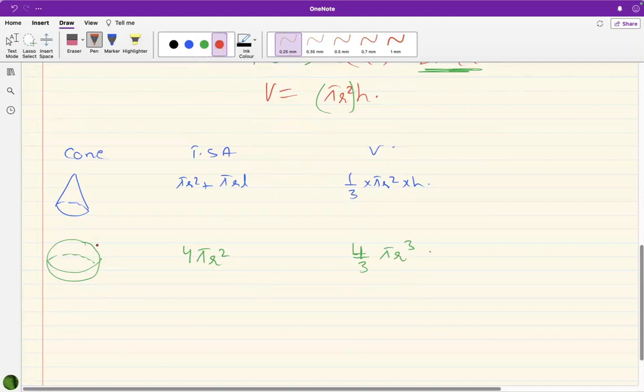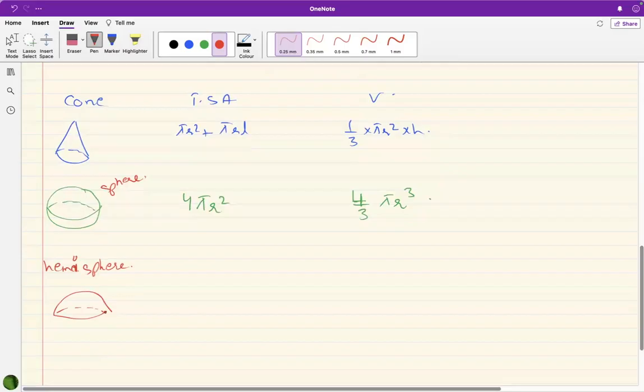Same way, this is called a sphere. So for a sphere, volume is 4 by 3 pi r cube. The hemisphere would be half of that. So when we talk about this, volume is straight away 2 by 3 pi r cube. Any issues in 2 by 3 pi r cube? And total surface area is going to be 2 pi r square plus pi r square, and overall 3 pi r square.